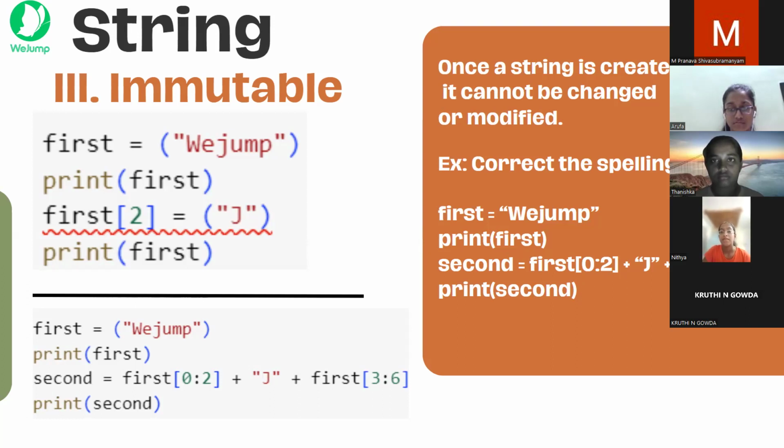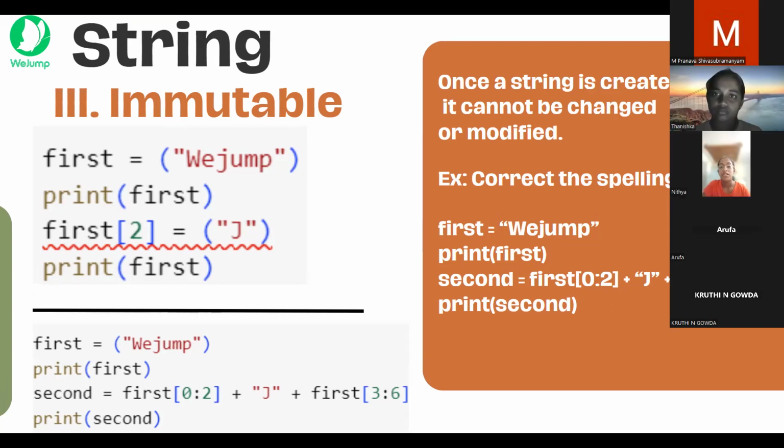So now let us understand it by an example. As it is given on the presentation, first equals WeJump and print first. You can observe that the WeJump spelling is wrong. The J is in small letter. So here you can see first in bracket 2 equals J, then print first. Nitin has explained why it is given as 2, because we started from 0. So J will be the second letter. But this code will not be executed in a proper way. So this is the wrong one.